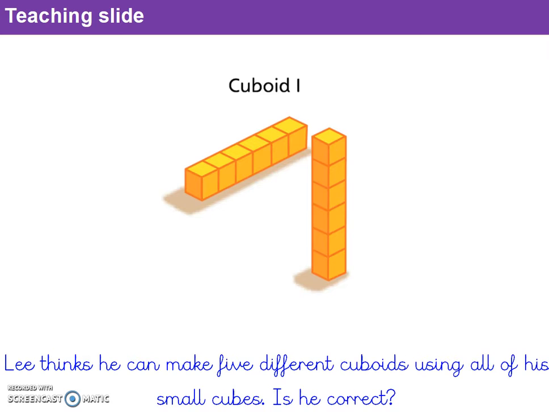And the answer is no. If we look at these two cuboids, we had 6 cubes side by side and 6 cubes one on top of the other, but they're actually the same cuboid, just lying down in different ways.